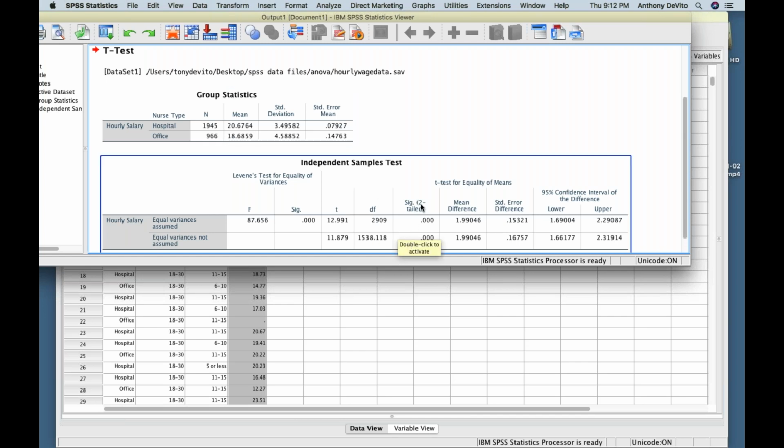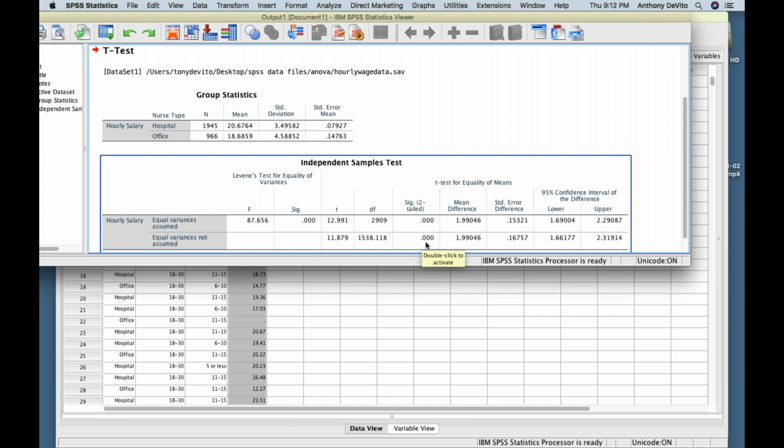Well, our significance, our p-value, is less than 0.001. So it indicates 0.000, right? That's far less than 0.05, which is what we would want to not exceed before we rejected the null hypothesis. So we can go ahead and reject the null hypothesis because our p-value, our probability of being wrong if we reject the null hypothesis, is less than 5%.